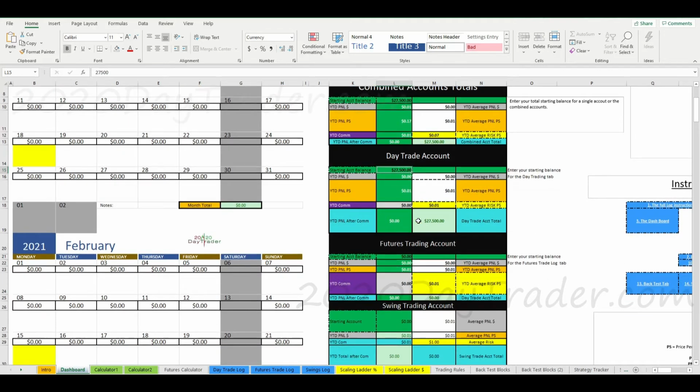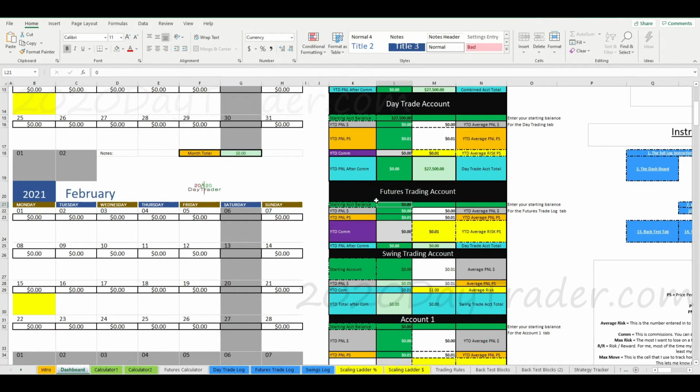So then on my futures account, we're going to get a little crazy on this one, and we're going to start with $1,550. So why are we starting with $1,550 in the futures market?